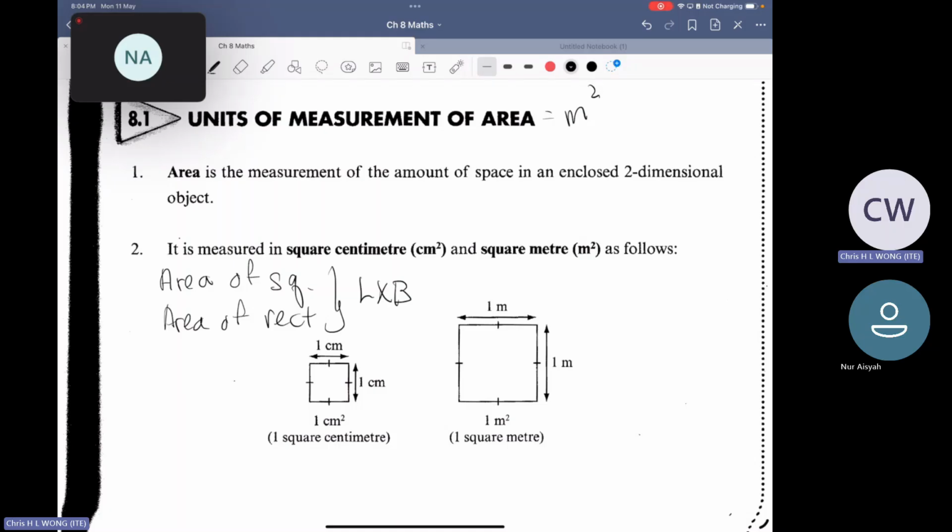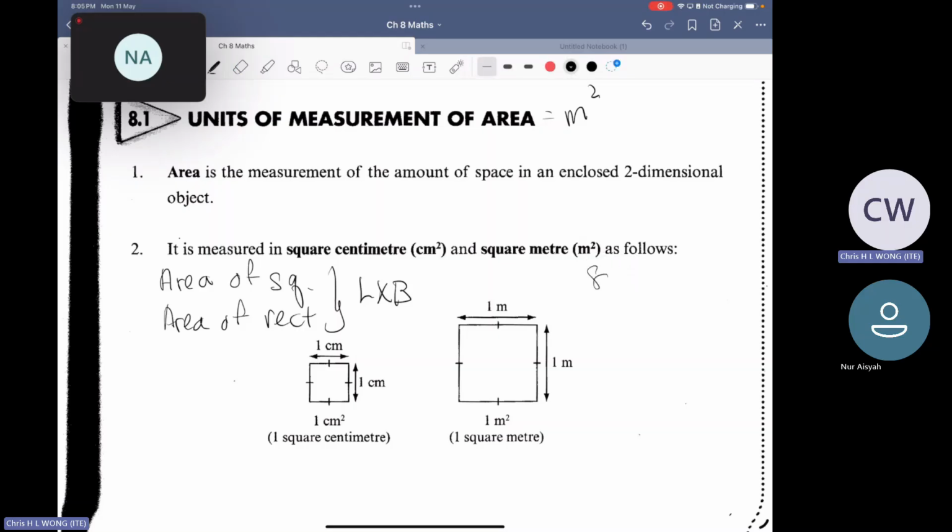If the length of one side of the square is 4 cm, the breadth will also be 4 cm, length times breadth. But if it's a rectangle, the length can be 6 meter, the breadth can be 4 meter, smaller breadth. Length and breadth. The length always refers to the longer one, the breadth always refers to the shorter one.